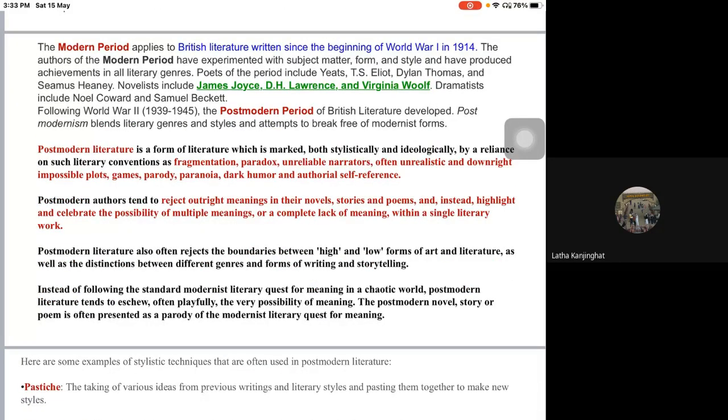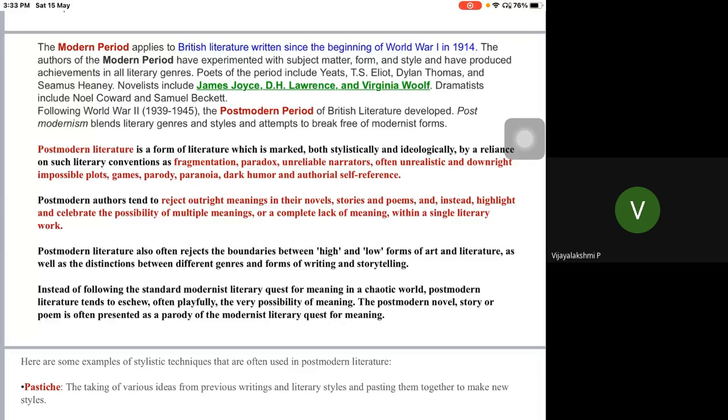The modern period applies to British literature written since the beginning of World War I in 1940. Authors of the modern period have experimented with subject matter, form, and style, and have produced achievements in all literary genres. Poets of the period include Yeats, T.S. Eliot. T.S. Eliot is one of the top poets of the modern period, right? What is the name of his poem? T.S. Eliot's greatest poem, The Wasteland. Yes, The Wasteland. So Yeats, T.S. Eliot, Dylan Thomas, and Seamus Heaney.